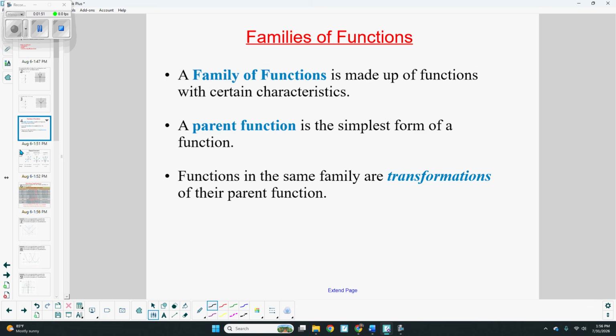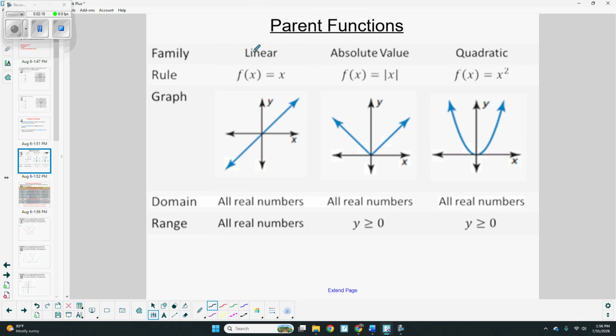So function families: a family of functions is made up of functions with certain characteristics. So like quadratics are a function family. Absolute value are a function family. The parent function is the simplest form of that function. And all other forms, or all other equations, are just transformations of their parent function. So here we have the linear family, where it's normally f of x equals x. Right, so that's a straight line.